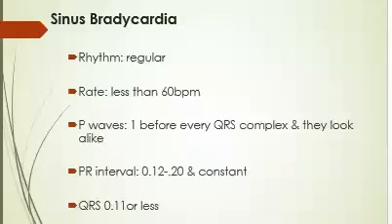Let's look at sinus brady. Sinus bradycardia is pretty much going to follow everything that normal sinus rhythm did. The catch is the patient is going to be bradycardic. Bradycardia is a heart rate that is less than 60. So the rate is going to be less than 60, but the rhythm is still going to be regular. The P waves are still going to be upright and before every QRS. The PR interval is still going to be in its normal range and constant, and the QRS is still going to be less than 0.11.